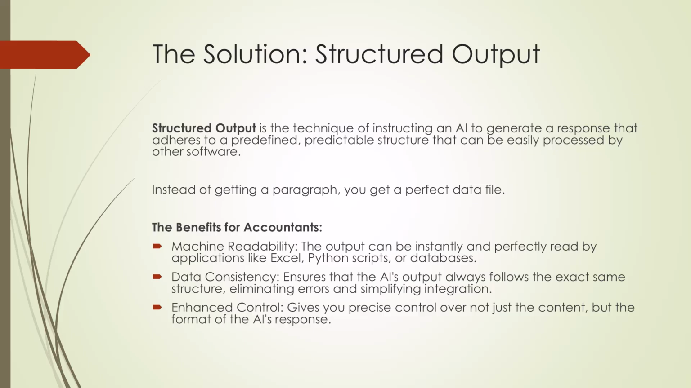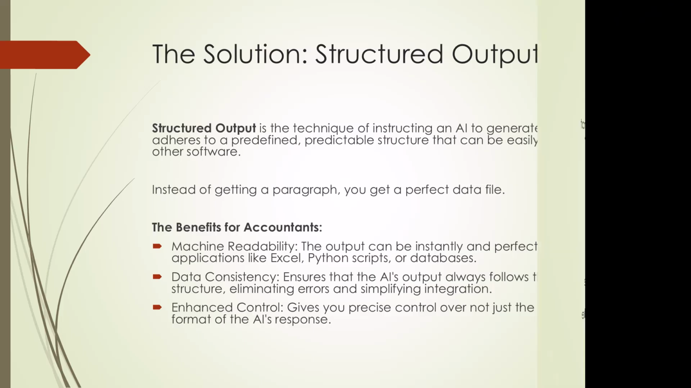The benefits for accountants are immense. First, you get machine readability. The output can be instantly and perfectly read by applications like Excel or Python scripts. Second, you get data consistency. This ensures the AI's output always follows the exact same structure, which eliminates errors. And third, it gives you enhanced control over both the content and the format of the AI's response.